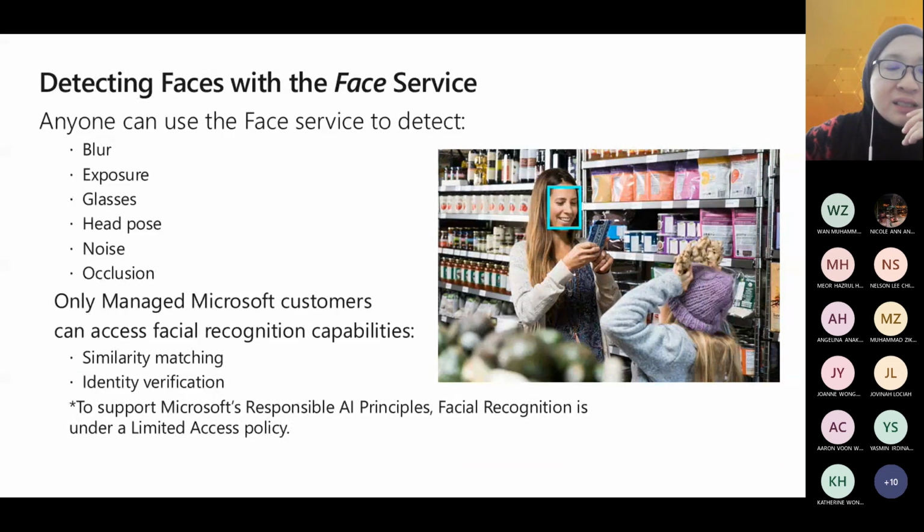So next one is detecting faces with the Face service. Anyone can use the Face service to detect, for example, blur: how blurry the face is, which can be an indication of how likely the face is to be the main focus of the image. Even in your camera you can trace the image. Even in the example given to you earlier with the robot or dog and cat, it shows the box here. So this is a face, and then the exposure.